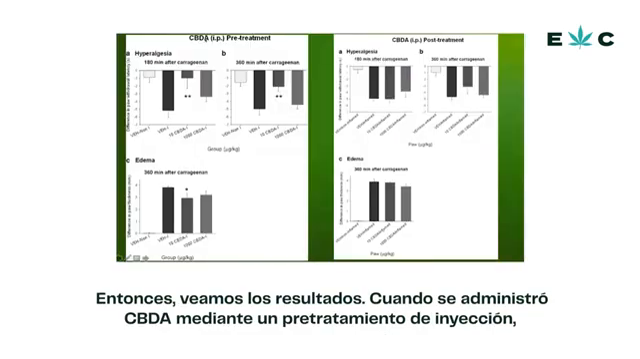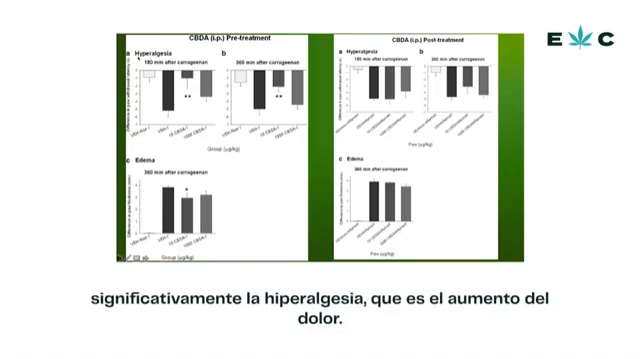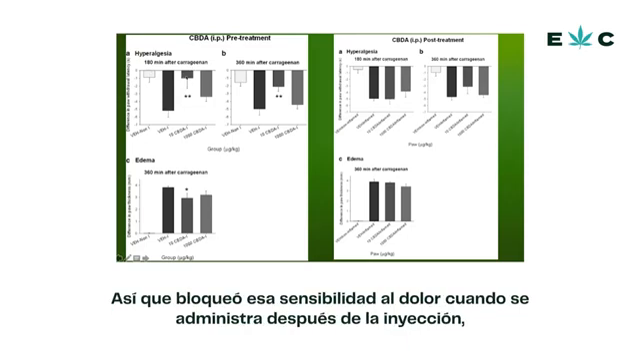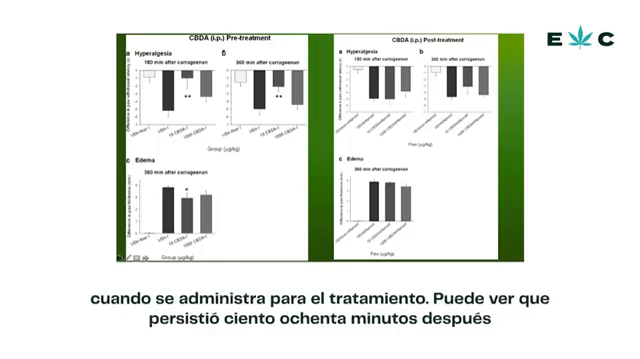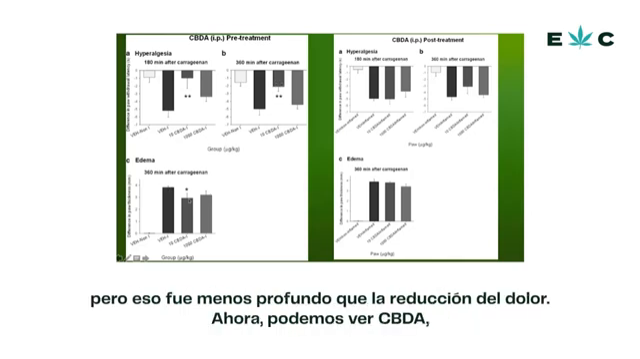So when CBDA was given by injection pre-treatment, you can see this tiny dose, 10 micrograms per kilogram, significantly reduced the hyperalgesia, which is the increase in pain. So it blocked that sensitivity to pain when given before the treatment. You can see that that effect persisted 180 minutes later, and it persisted 360 minutes later. It also reduced edema, meaning inflammation, but that was less profound than the reduction in pain.